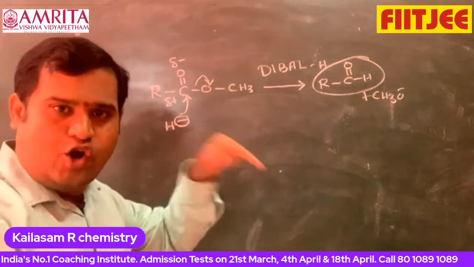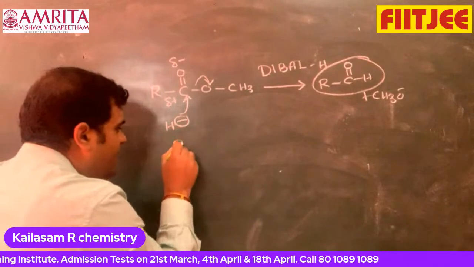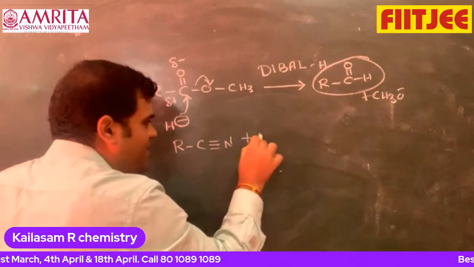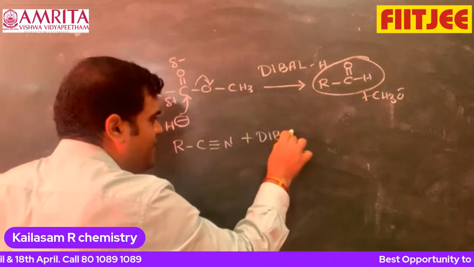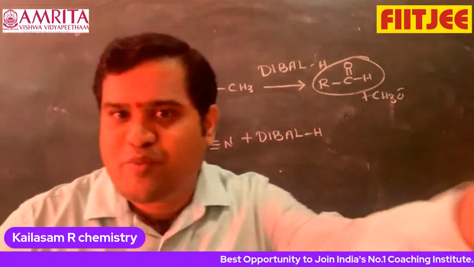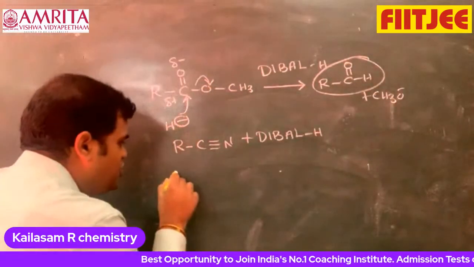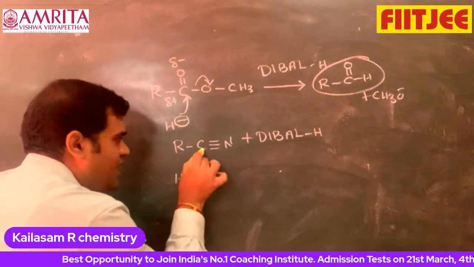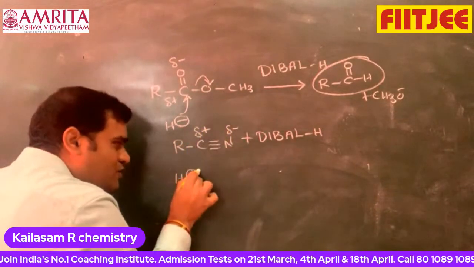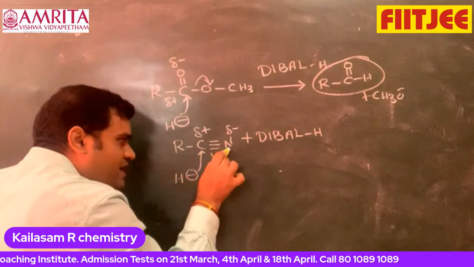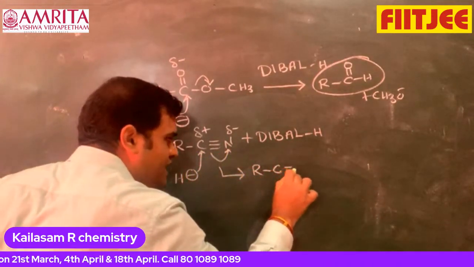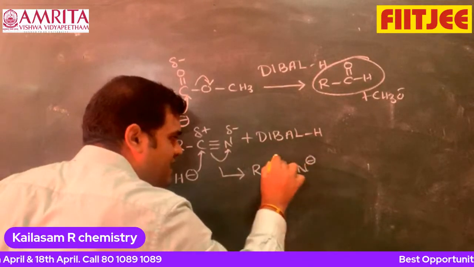Now, cyano compounds. I'm taking R-C triple bond N and DIBAL-H. What is the role of DIBAL-H? It produces H minus ion. Carbon in C triple bond N is delta plus and nitrogen is delta minus. So the H minus attacks here, and the bond breaks. Now I'm going to get R-CH double bond N minus.